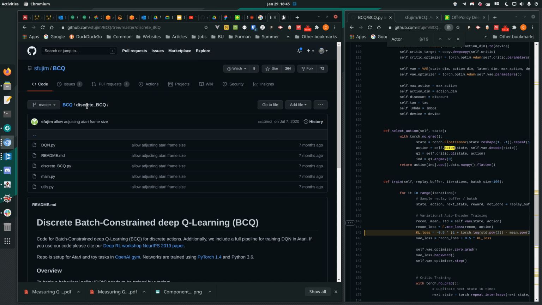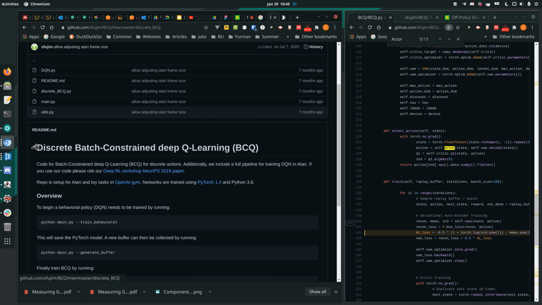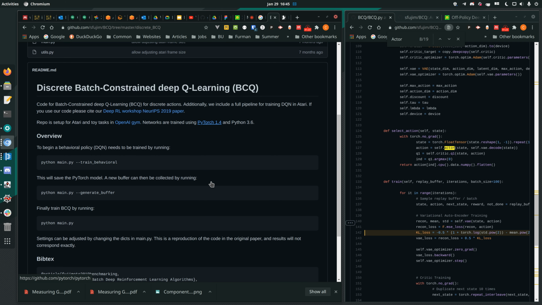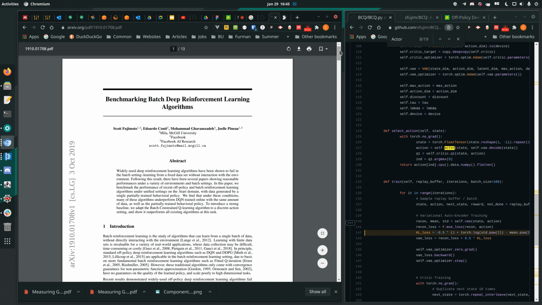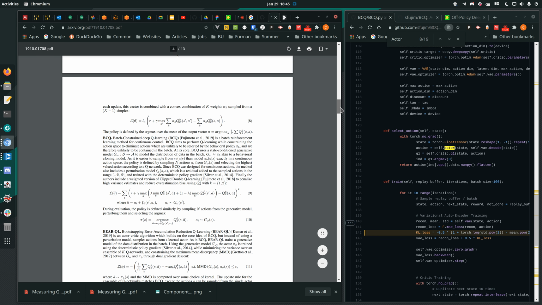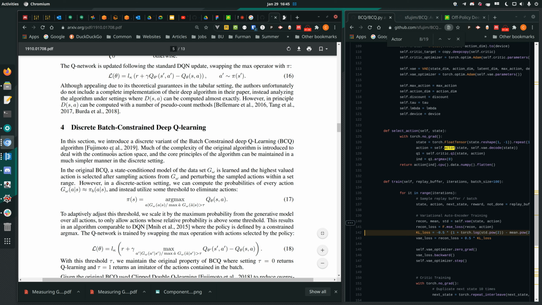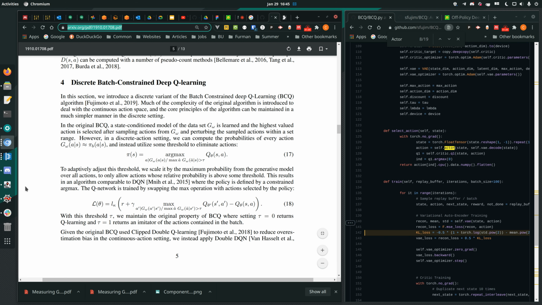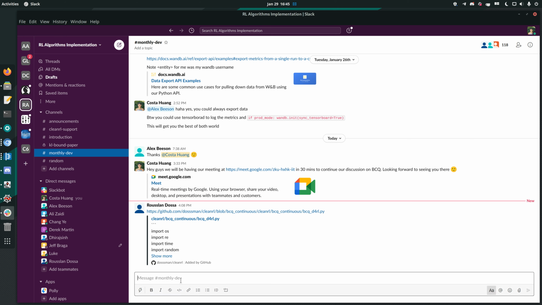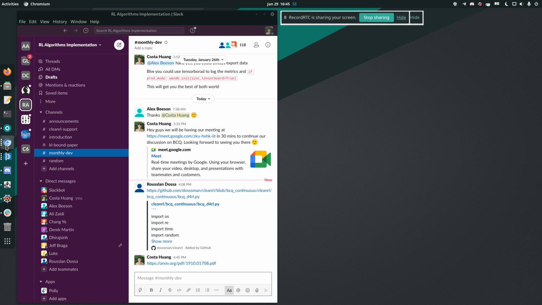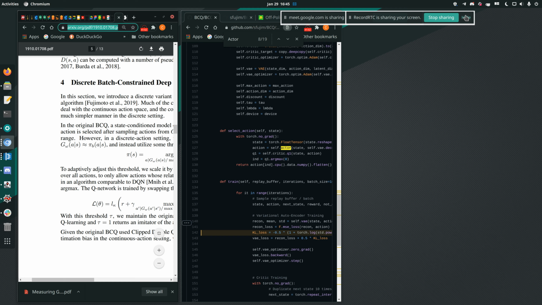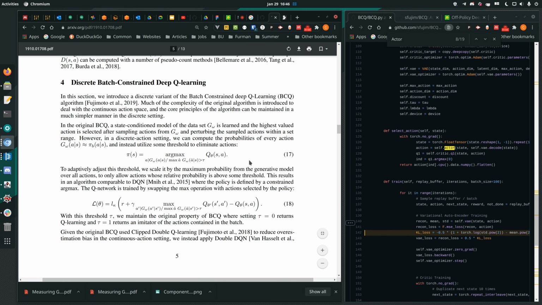And also, if you just over here, there's actually a README that shows, this is a discrete batch constraint Q-learning. And then if you open this, the DeepRL workshop NeurIPS paper, this is where they go into the details of BCQ. Yeah, so over here they have discrete batch constraint deep Q-learning. So myself, I would be quite interested to try to reproduce it, see if I can draw a comparison with CQL. So that's for the discrete case, discrete tasks like Atari. Yes.